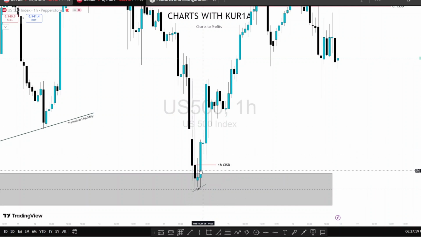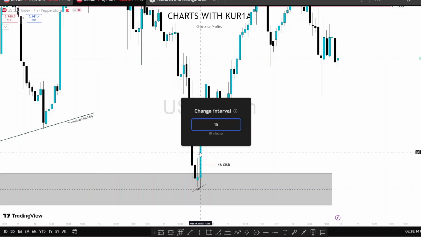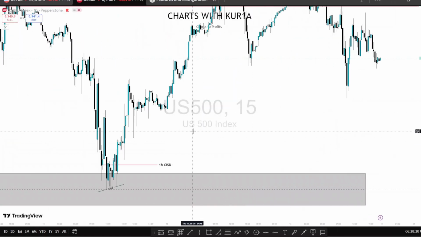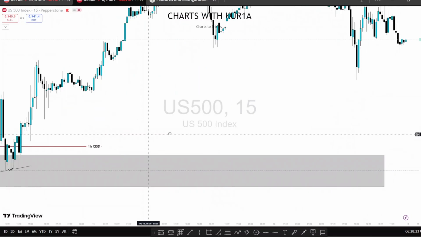Once I got the 1-hour change in state of delivery, and this is the 1 p.m. candle, of course the 1:30 to 2 p.m. is within this candle. So it's okay now to start looking for entries after the 1:30 open. The lunch session is over, basically, that's what I'm saying. So I'll go down to the 15-minute for my usual type of entry and start looking for an entry.